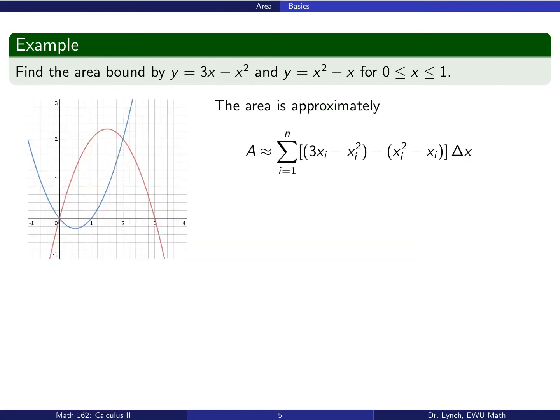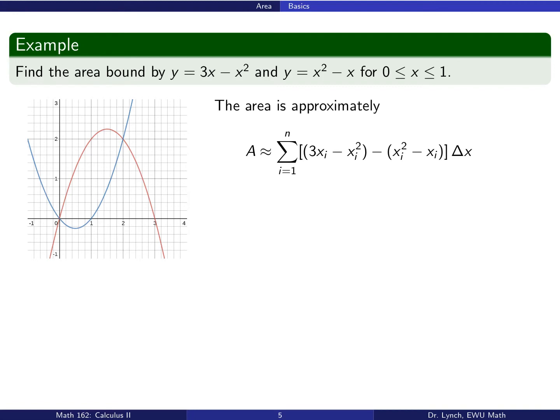Divide the interval from a to b, in this case 0 to 1, into n subintervals of equal width. Divide up, raise a rectangle on each subinterval. Add up all of those areas from 1 to n, and that's a good approximation of the area of the region.